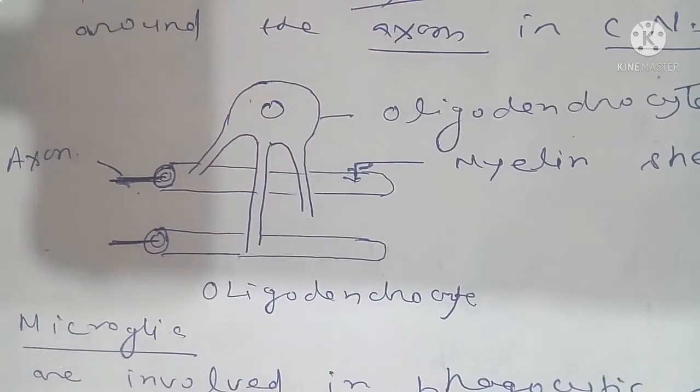This is all about the neuroglia cells: the ependymal cells, the astrocytes, the oligodendrocytes and the microglia cells, and the neuroglia cells of the peripheral nervous system, that is, the Schwann cells and satellite cells.